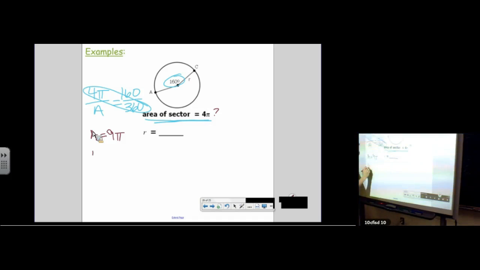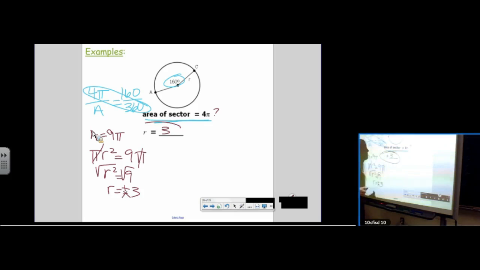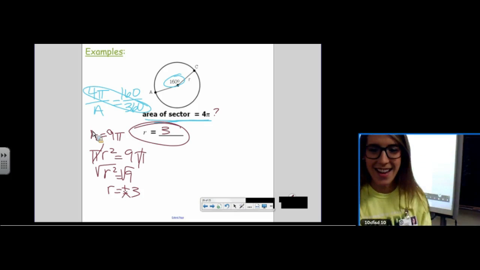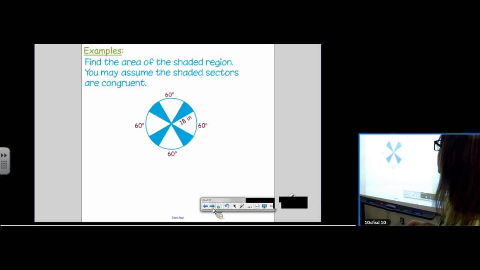So the area of a circle is pi r squared. Pi r squared equals 9 pi. The pi's cancel. So r squared equals 9. The opposite of squaring something is square rooting. R equals plus or minus 3. You throw out the minus because you can't have a negative radius. Final answer is 3.